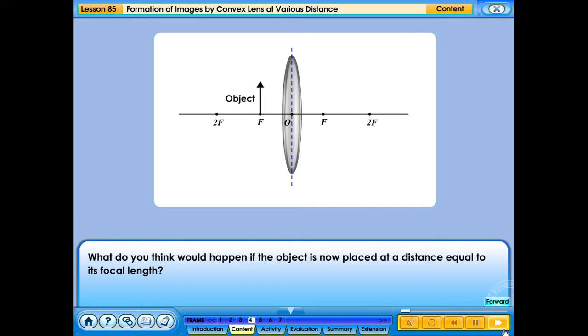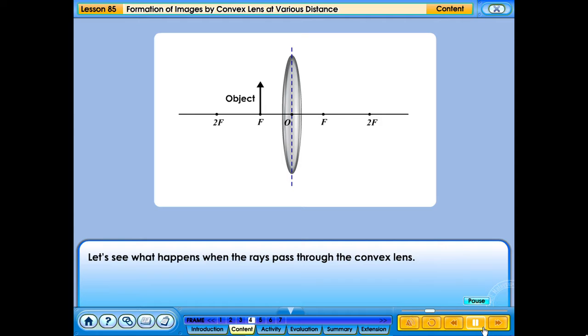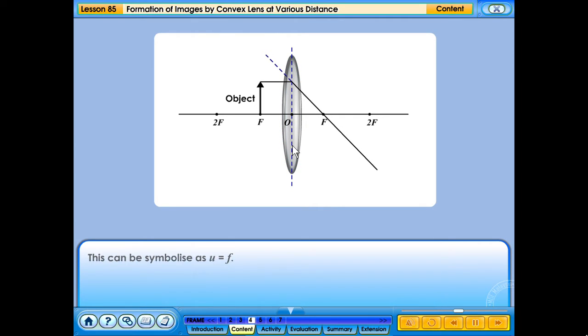What do you think would happen if the object is now placed at a distance equal to its focal length? Let's see what happens when the rays pass through the convex lens. Click on the lens to find out. This can be symbolized as U equal to F.